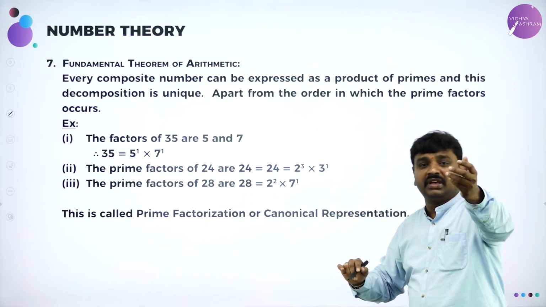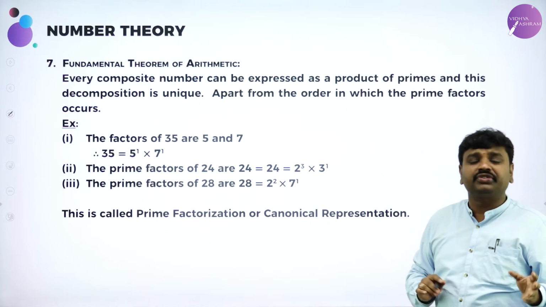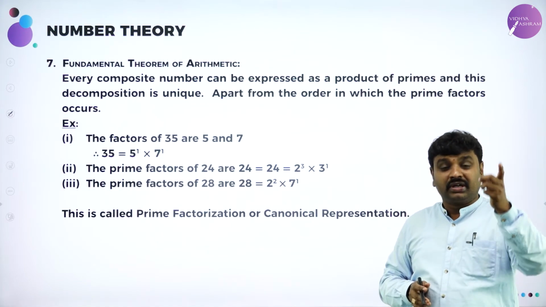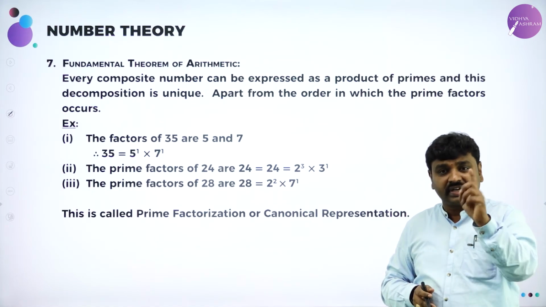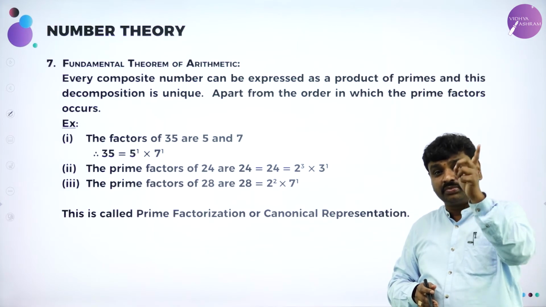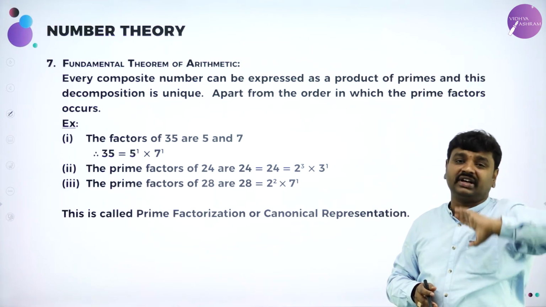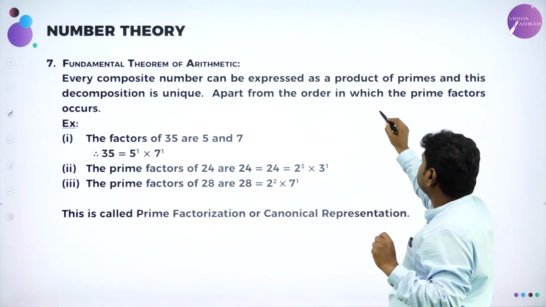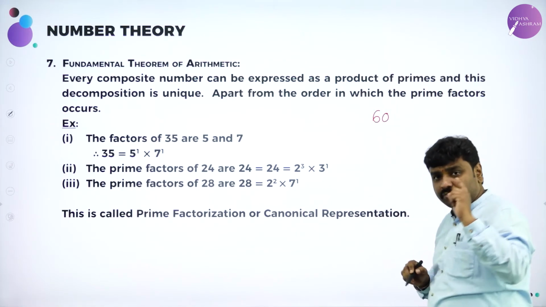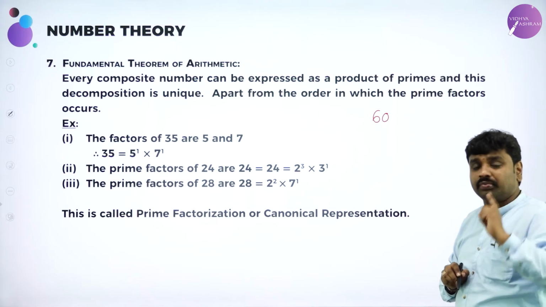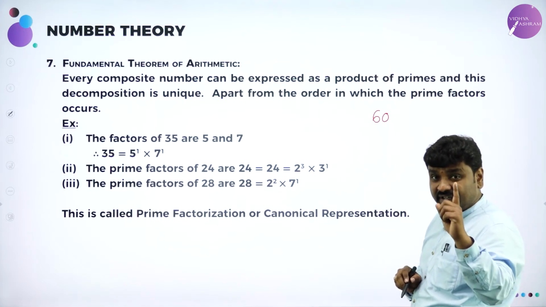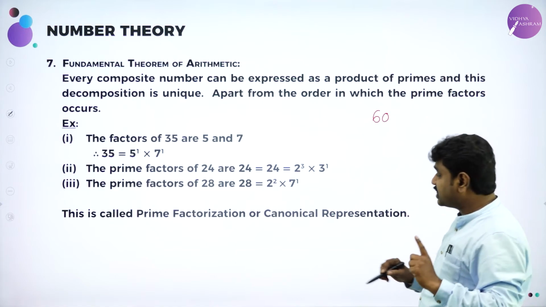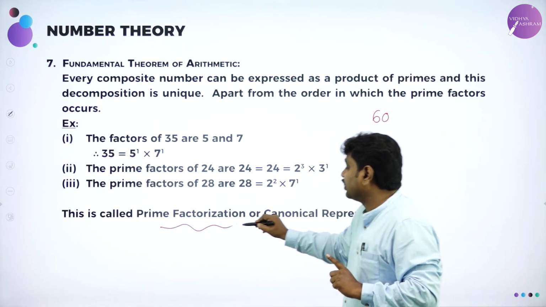So tell me any number which is a composite number. What is a composite number? A number which is not a prime number, that is, a number which is divisible by a number other than 1 and itself. I'll take 60. Is 60 a composite number? Now I'll write this in canonical form, or I'll write this as a prime factorization.